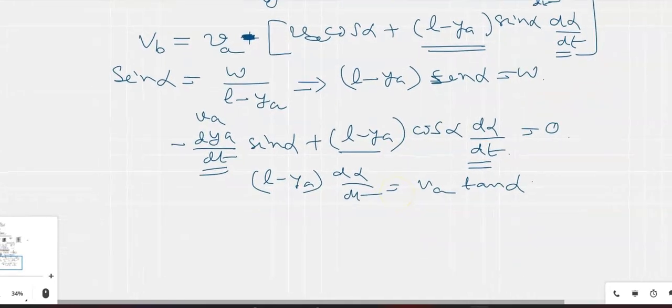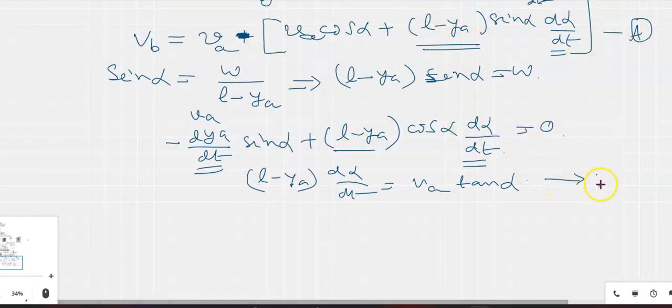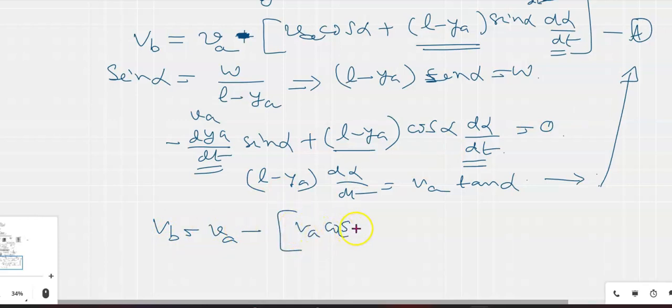Now we will plug this into that expression. Suppose this is a, we use this in that expression. What we get is vb is equal to va minus, we have va cos alpha plus, this is nothing but va tan alpha, so va tan alpha into sin alpha. So now this becomes very straightforward.